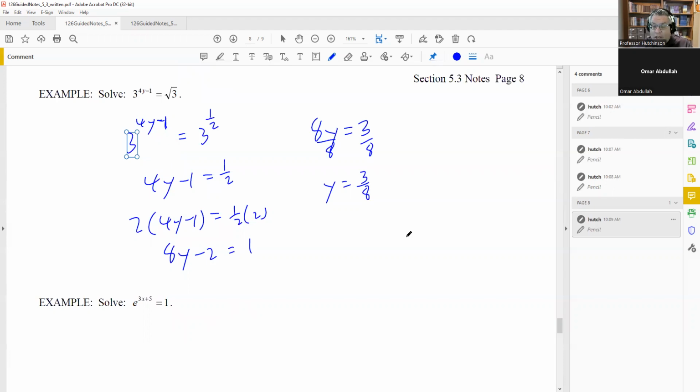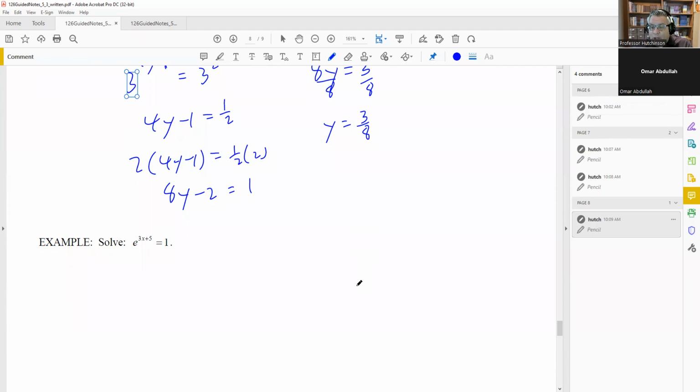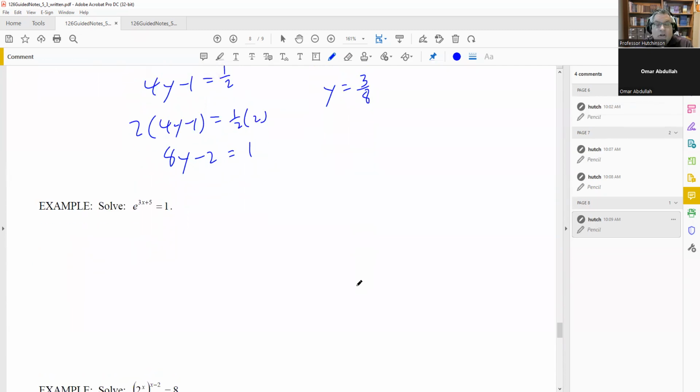The next example that we have has an e on one side, but on the other side we don't have an e. So it may look like this is a problem that we can't solve by using the equal basis property because we don't have the same base on both sides. But we are able to make these both the same base because there's a 1 here. Now what we know about the 1 is that anything raised to the power of 0 is 1. So what I'm going to do is be a little bit creative here on how I rewrite the 1.